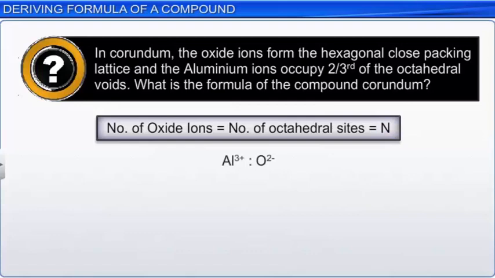But only 2/3 of n octahedral sites are occupied by the aluminium ions. This implies that the ratio of aluminium ions to the oxide ions in the lattice is 2/3:1. Thus, the whole number ratio of aluminium ions to the oxide ions is 2:3. The formula of corundum therefore becomes Al2O3. Let us solve one more problem.